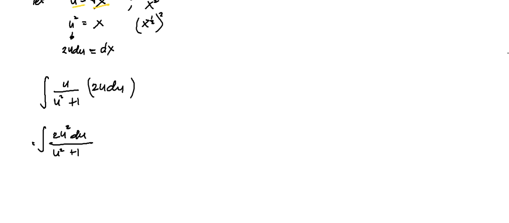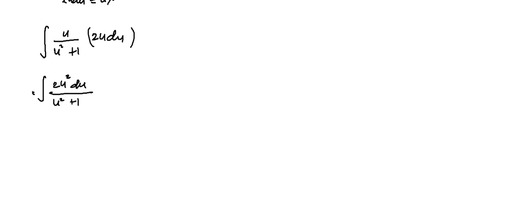Okay, so we can also rewrite this as 2 times the integral of u squared du all over u squared plus 1. Okay, so you can see here what formula can now be used in order for us to solve this kind of integrand. So we have u squared du and u squared plus 1.